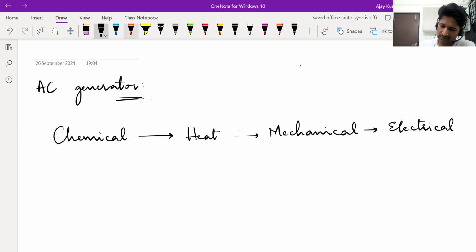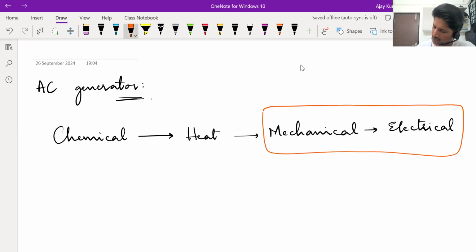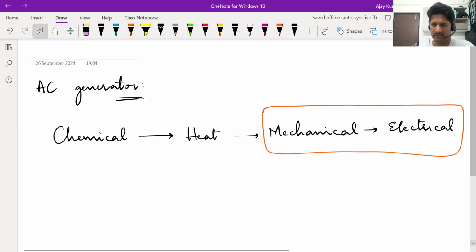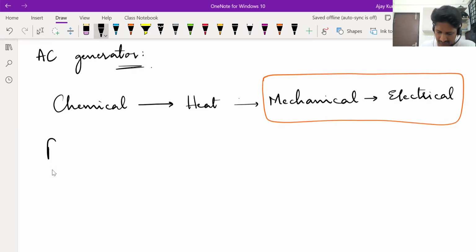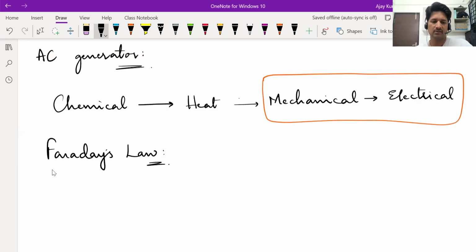So this step is what we are going to discuss: how mechanical energy can be converted to electrical energy in an alternating current generator, AC generator. Okay, tell me the basic formula of Faraday's law. Faraday's law equation.